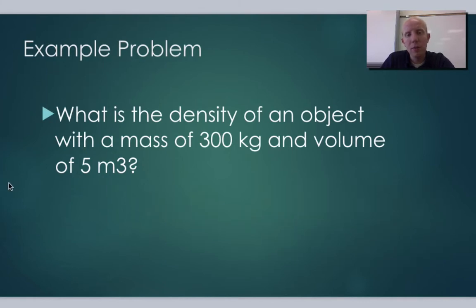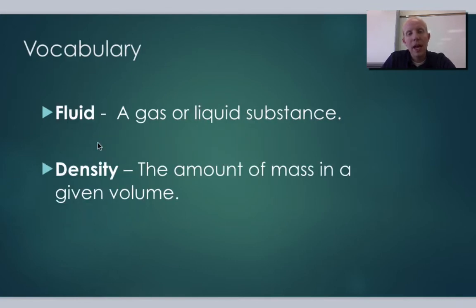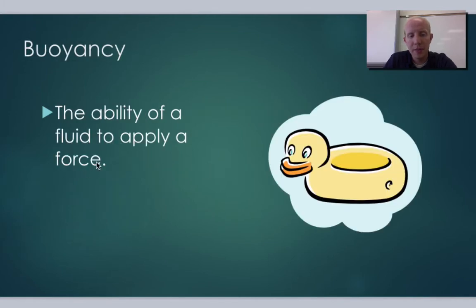So let's get into a little bit more vocabulary before we solve this problem. A fluid, which we'll talk a lot about in this unit, is a gas or liquid substance. So fluid's kind of the joint term meaning either a gas or a liquid. Both of these have properties that we have interest in. And then density is the amount of mass in a given volume, as we've already stated. So another term that's of real interest to us is what we call buoyancy.